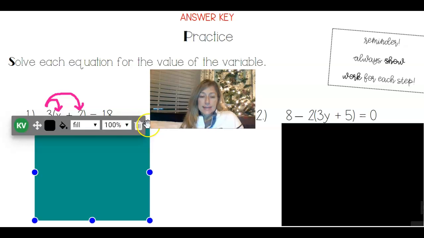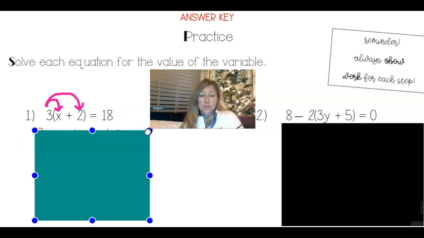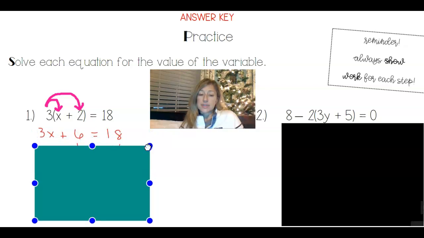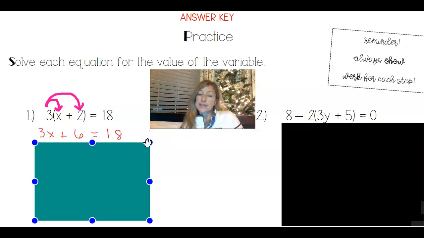Once I get that done, the next thing I want to do is actually multiply through. So 3 times x is 3x, and 3 times 2 is 6. Make sure you have this next step: 3x plus 6 equals 18. Now I have a basic 2-step equation.